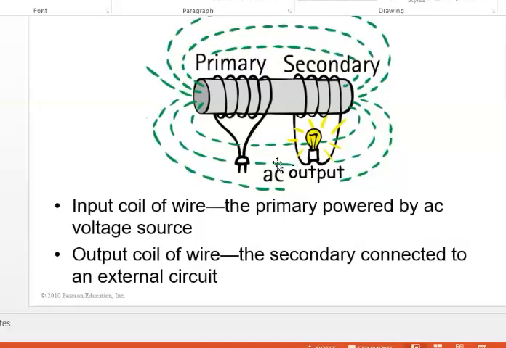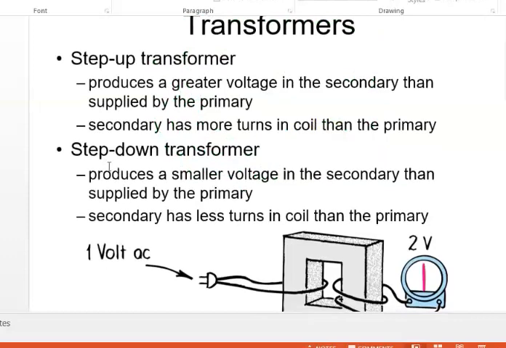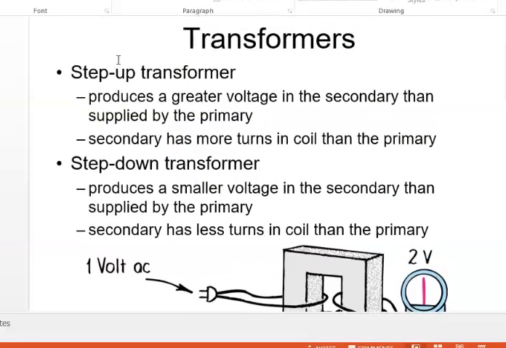Therefore there will be two types of transformer. So let us understand. The first one is a step up transformer. Step up transformers are those which produce greater voltage in the secondary coil than that supplied by the primary coil. You can understand that we supply less voltage in the primary coil, but we get high voltage in the secondary coil. So such a transformer is called a step up transformer.